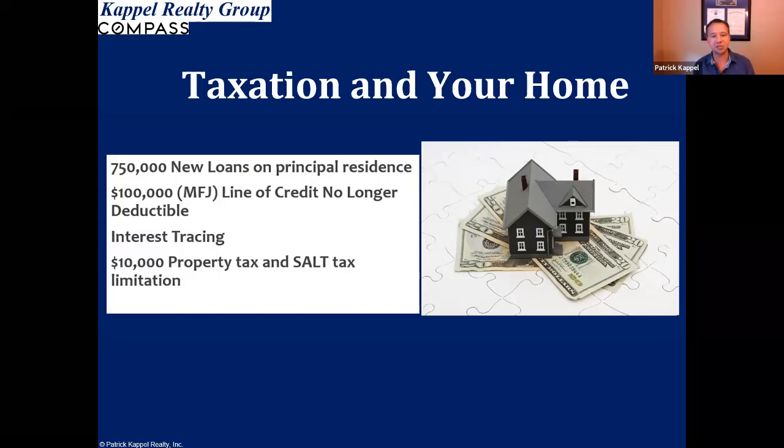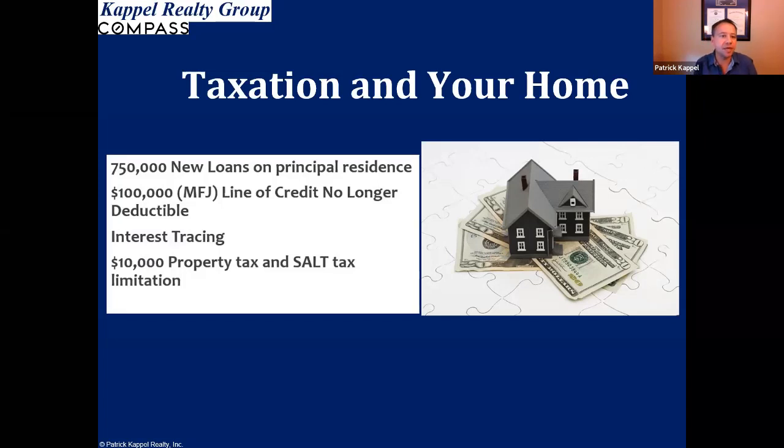And you can probably already start to see why it's important for you and for your clients, your new homeowners, to have a good CPA to assist them with these calculations. The $100,000 home equity line of credit, that is no longer deductible. So if you take a $100,000 home equity loan, you can't deduct the interest associated with that loan unless you do something called interest tracing, okay? So what is interest tracing?